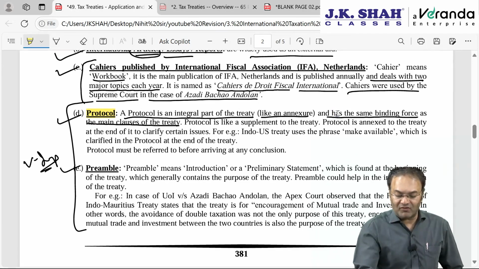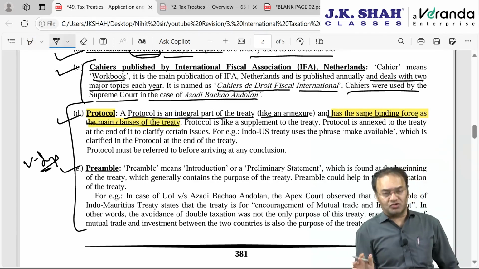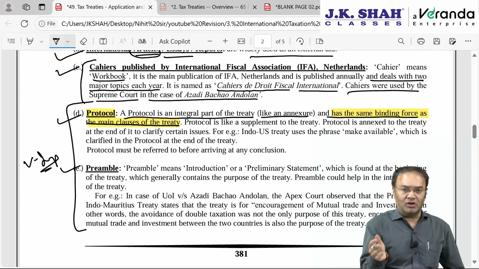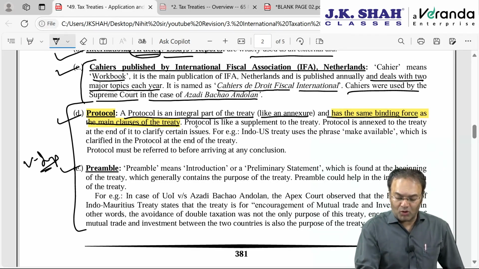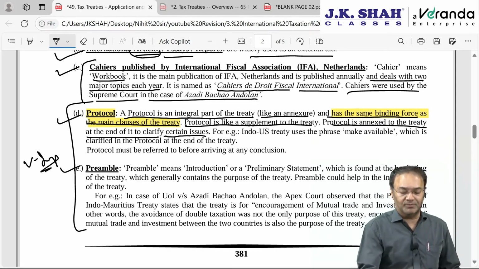On this, questions have come twice. One descriptive question of 3 marks and once an MCQ came. Same binding force as the main clause. Match the column. The answer: protocol. Protocol is like a supplement to the treaty. Protocol is annexed to the treaty at the end of the treaty to clarify the meaning of certain points.